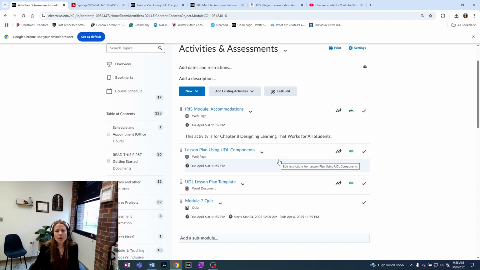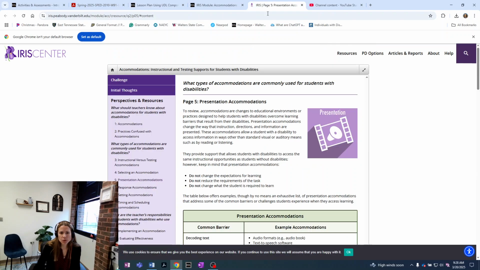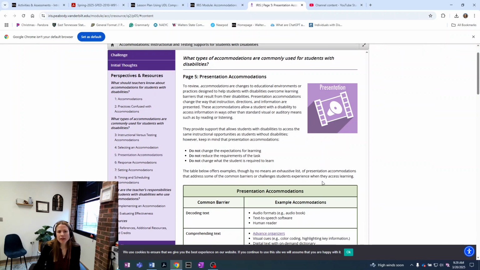So you can see here, I do have a module for you to do. And the reason I chose this one specifically is because in chapter 8, you're going to be looking at some accommodations. And when you're designing a lesson plan, you need to think about accommodations or that IEP, that plan for that student. So I felt like if we're going to put together a plan using these UDL components, it's important for you to be able to look at the IRIS module, specifically focusing on what are accommodations, what are some practices that get confused with accommodations, which is different than what's in the IEP.